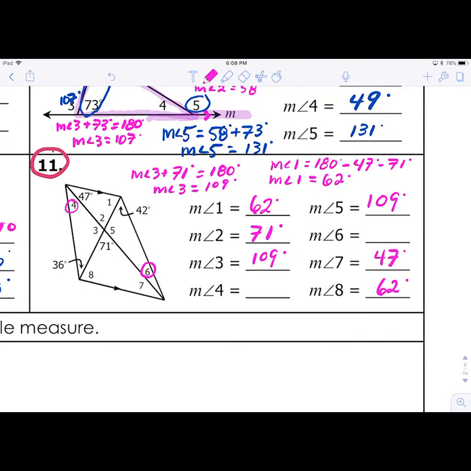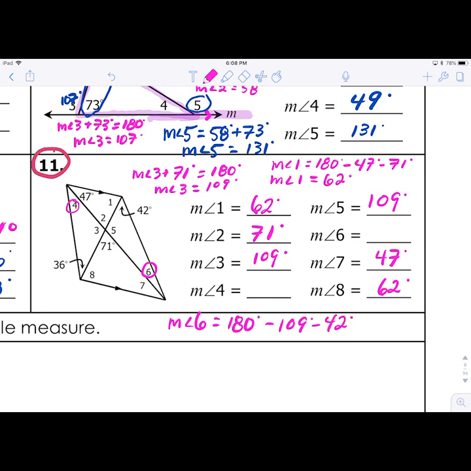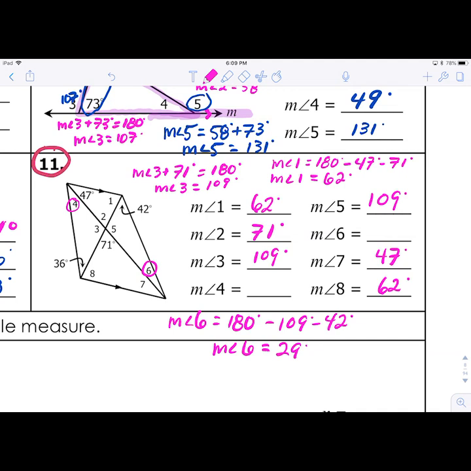Let's solve for angle 6. Oops, sorry. Didn't mean to write degrees just yet. The measure of angle 6 is going to be 180 minus angle 5, which is 109, minus the 42. So I got 180 minus 109 minus 42. That's 29 degrees. 29 degrees, where does that go? Right there.